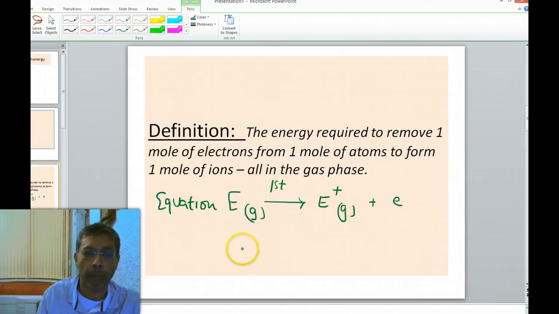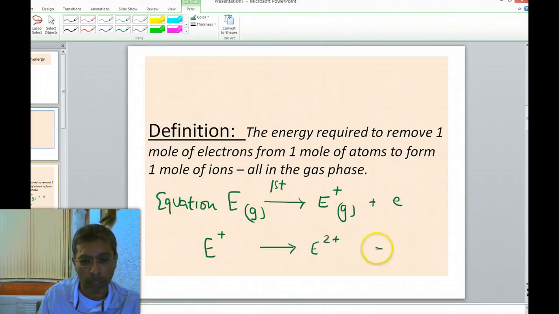They may ask you to write the second ionization energy equation, and if they do that, then you start off with E plus. That goes to E2 plus, and there's an electron there that's been removed. Put gas and gas. Remember that you must start off with 1 plus to make the 2 plus. That will be the second ionization energy.